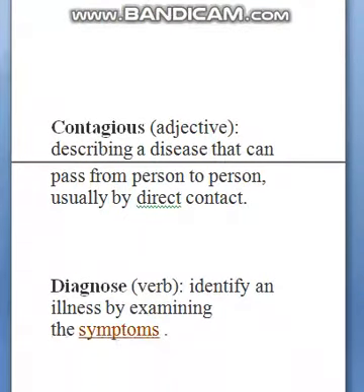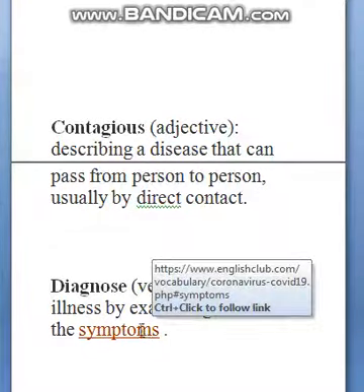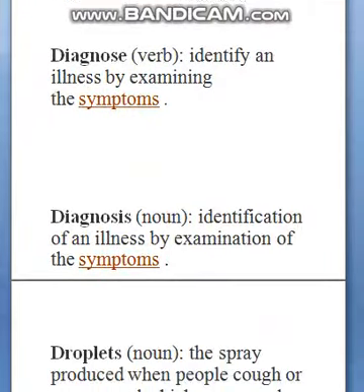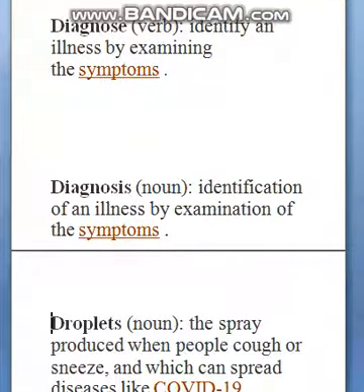Contagious. This is describing a disease that can pass from person to person, usually by direct contact. So you're also describing a person with such a disease. Next, diagnose. It's a verb. Identify an illness by examining the symptoms. Diagnosis, noun. This is identification of an illness by examination of the symptoms.